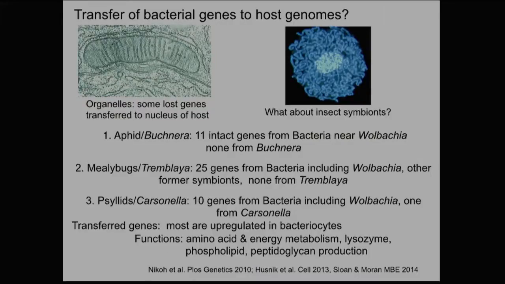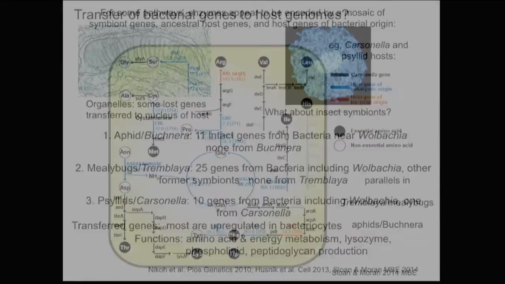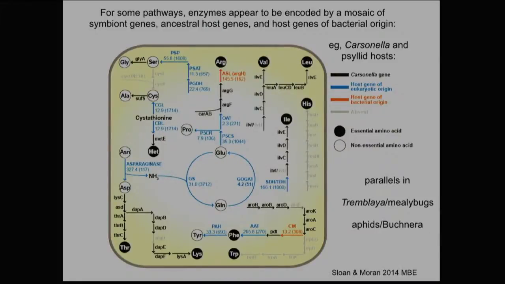But when we look at these transferred genes, they actually seem to play a major role in the bacteriocytes. They're upregulated in the bacteriocytes. They seem to play a role in regulating the bacteria. Some of them are lysozymes, some are involved in other aspects like phospholipid and even peptidoglycan production in the insect genome, overexpressed in the bacteriocyte, suggesting that indeed the host is contributing to the cell envelope of the symbiont. And we've seen in each of these cases some instances of actual pathways where some steps are carried out by a gene from the symbiont, some by a host gene of eukaryotic origin, just an insect gene, and some by a host gene of bacterial origin. So this is a case in aromatic amino acid production in psyllids.